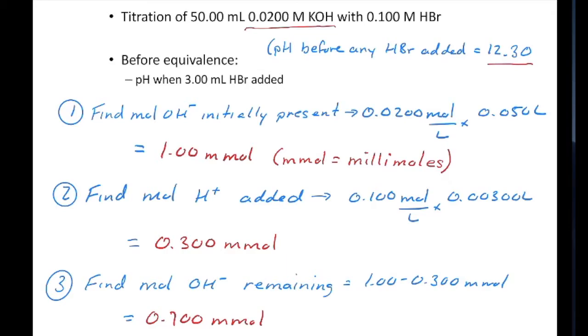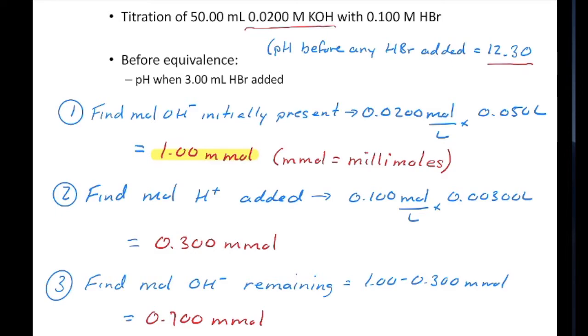So the first thing that we need to do is know how many moles of OH minus were initially present in the solution. So before anything was added, how many moles of OH minus are there? So we simply take the concentration of the KOH, multiply it by the volume of the solution, which is 50 milliliters, and then we end up with 1 millimole. Okay, so I'm doing it as millimoles just because it makes it a little bit easier rather than writing out 1 times 10 to the minus 3 moles. So we have 1 millimole of OH minus initially present.